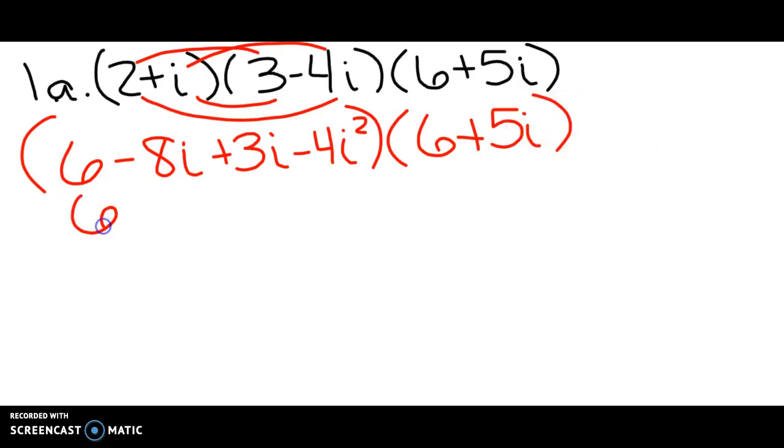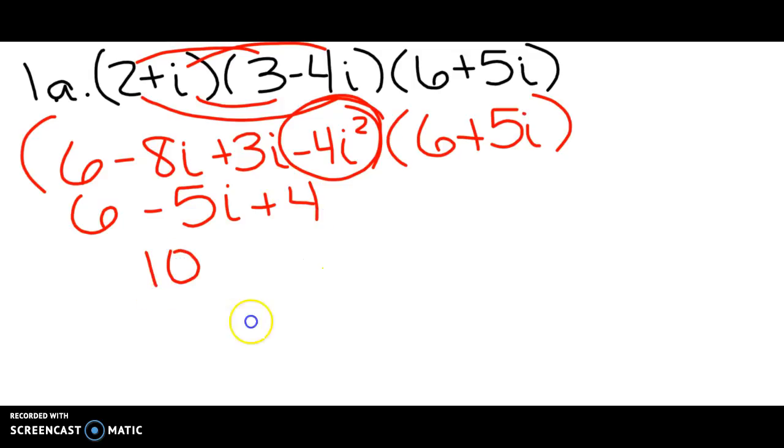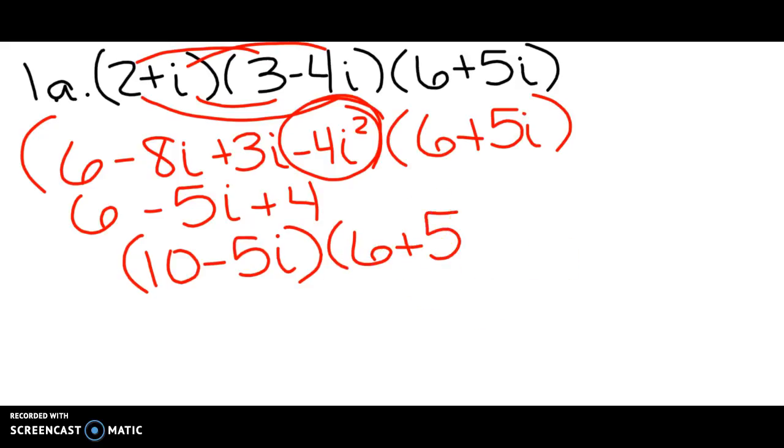So this becomes 6 minus 5i, and then this changes because negative 4 times i squared is negative 1, so negative 4 times negative 1 is positive 4. So this turns into 10 minus 5i. All right, so now we bring down our 6 plus 5i, and now I'm going to FOIL or multiply again, however you like to look at it.